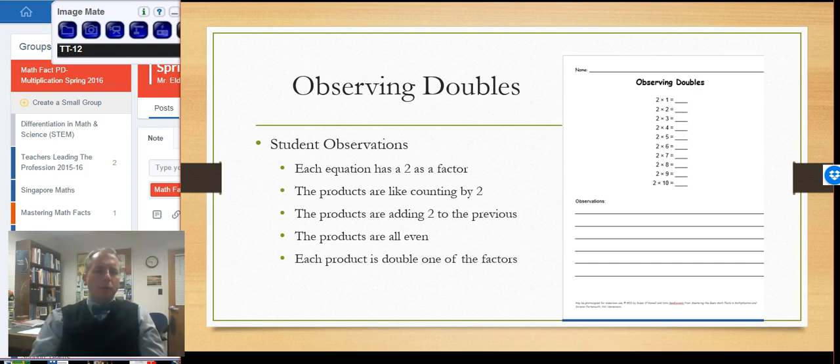So we're looking at this and asking kids, well, what do you notice about these? Do they come up with things like 2 is a factor in every one? It's kind of like counting by 2. You could add up 2, 4, 6, 8, 10, 12 and get the same thing. Everything turns out to be even, right? So these are some of those things. As they're writing their observations, I might notice one thing, but I might also hear someone else share something, and I want to add that to my observations.